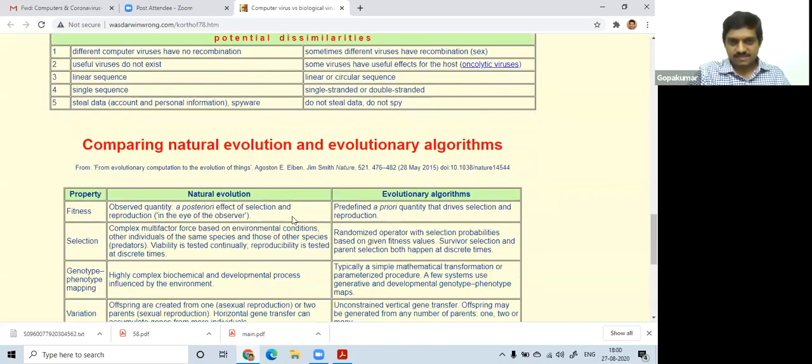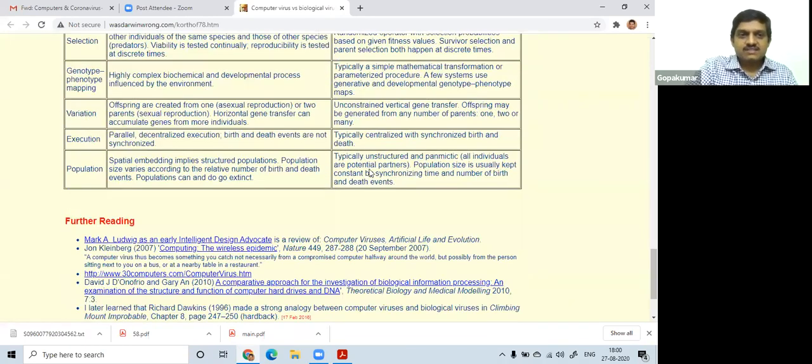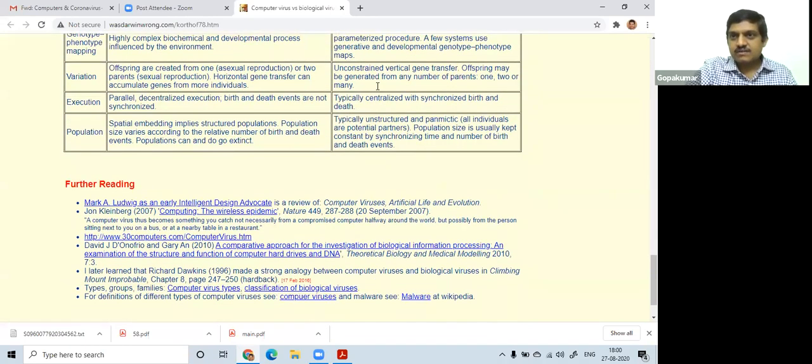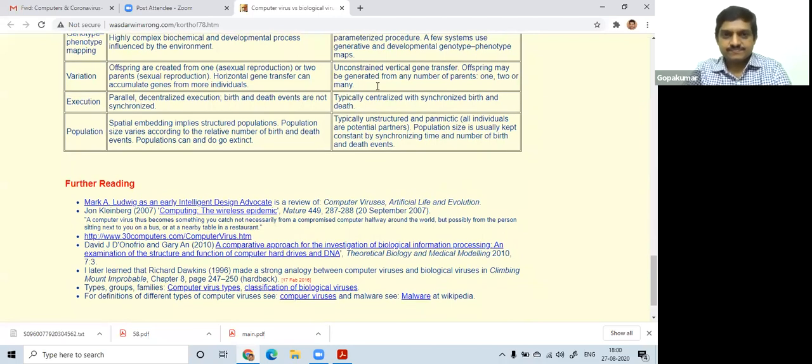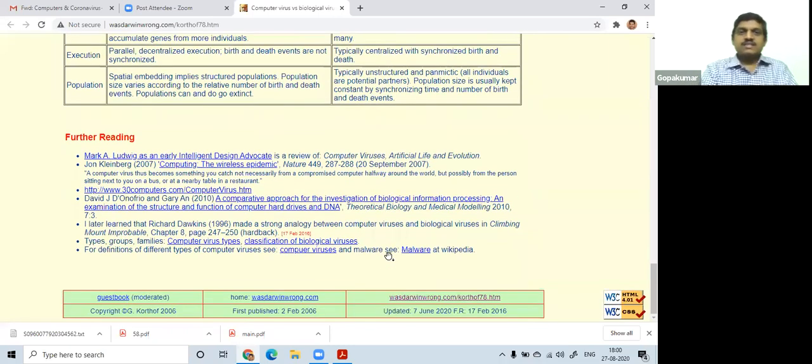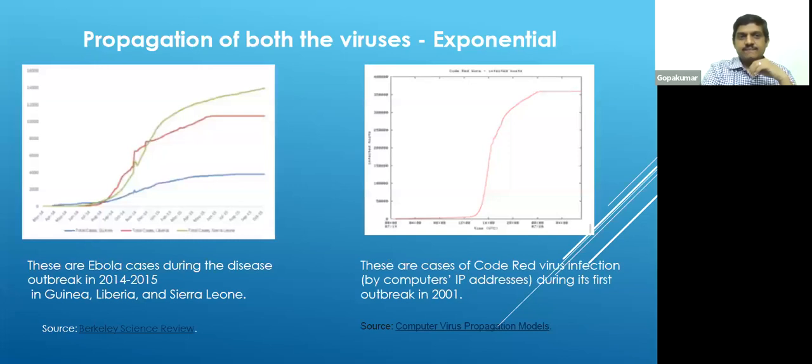It's very interesting actually. Maybe natural evolution versus evolutionary algorithms. You might have heard of evolutionary algorithms in computation. All these are very interesting. So if you are interested, you can go and read further. That is a detailed comparison.